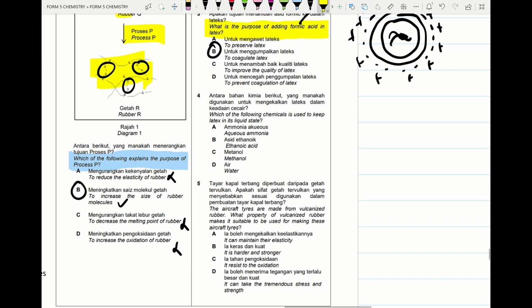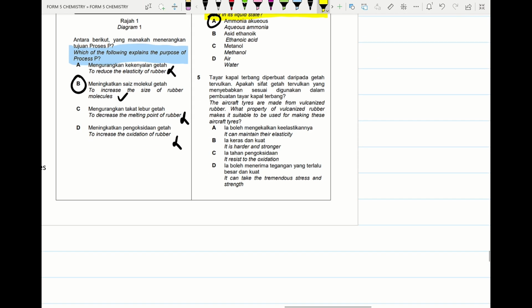Alright, so question number 4. Which of the following chemicals is used to keep latex in liquid form? That will be ammonia solution. Alright, so next one, last question. The aircraft tires are made up of vulcanized rubber. What properties of vulcanized rubber make it suitable to be used to make aircraft tires? So it maintains its elasticity. It's hard and stronger. Alright, resistance to oxidation. Wrong. It can take tremendous stress and strain. So the answer will be D.